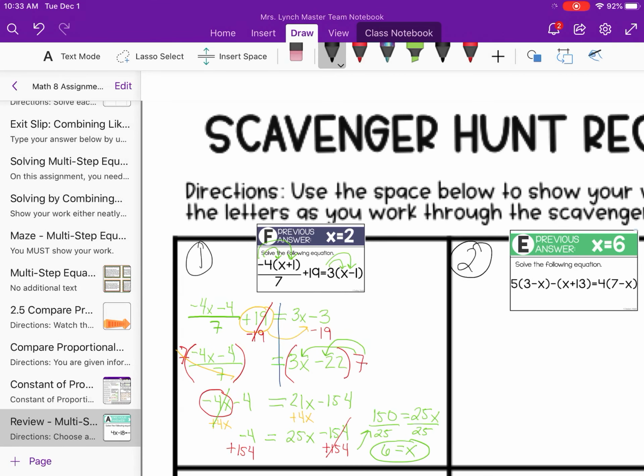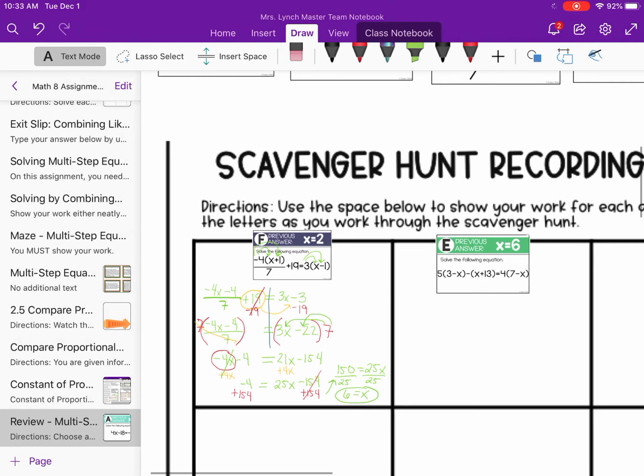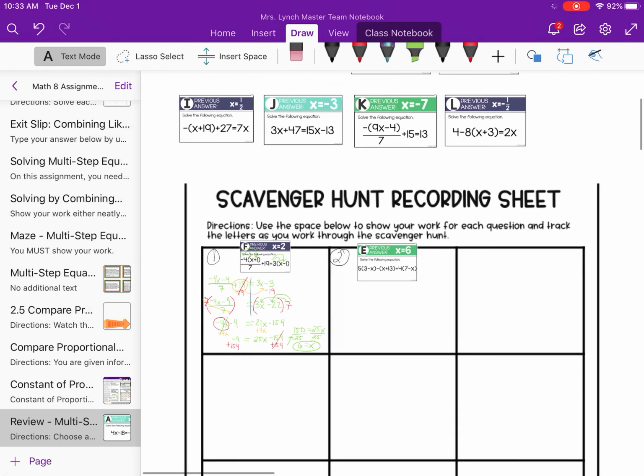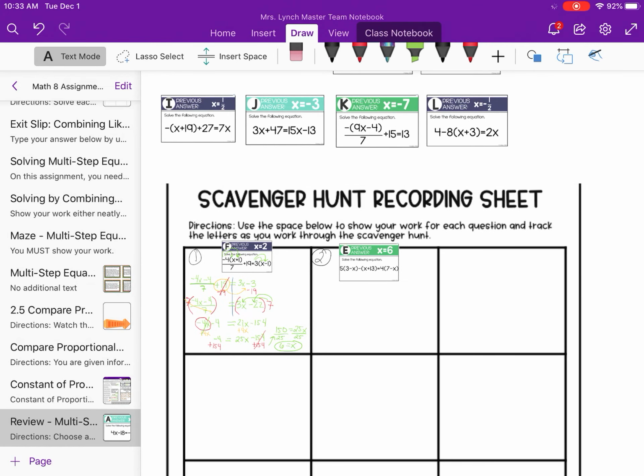You can number them as well. So that was card number 1. This is going to be card number 2. You don't have to, but that would be helpful probably for both of us, you and me, when I'm looking through it in case something would get jumbled around. Okay, so that is your assignment, a review on multi-step equations.